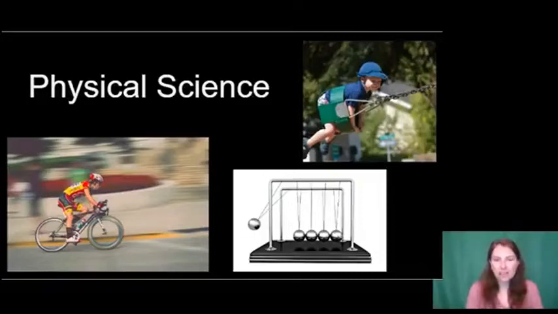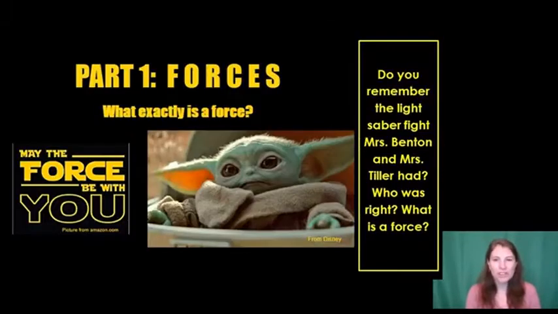Let's jump back into our review. This is a review on Unit 3, which is physical science. Remember, physical science is the opposite of life science, which is what all the stuff we did on human body and plants and soil were. So that was all life science. Now we're looking at the opposite.